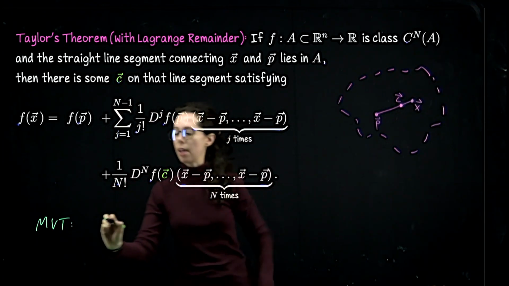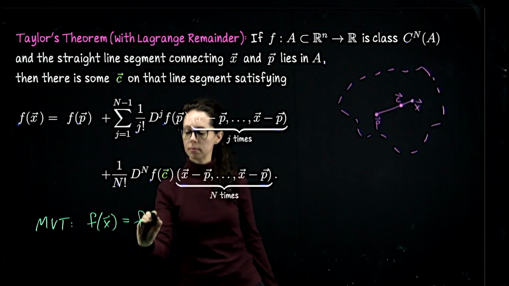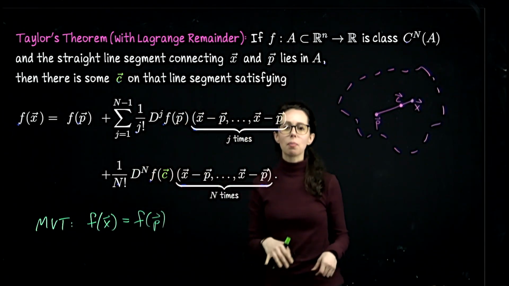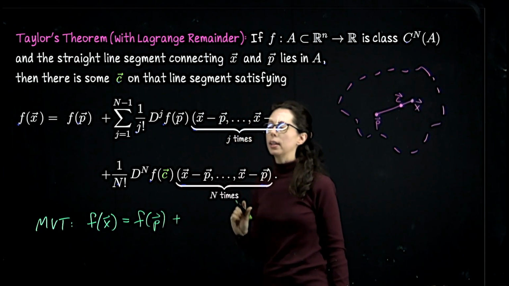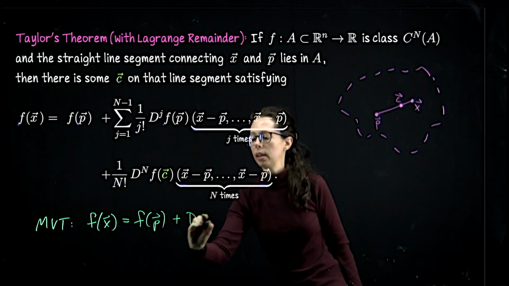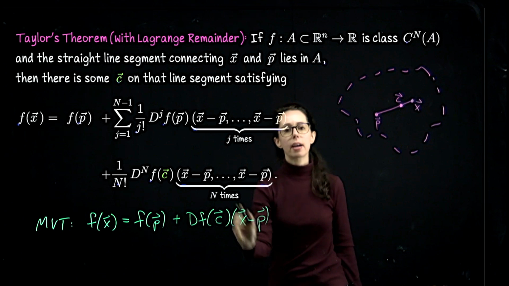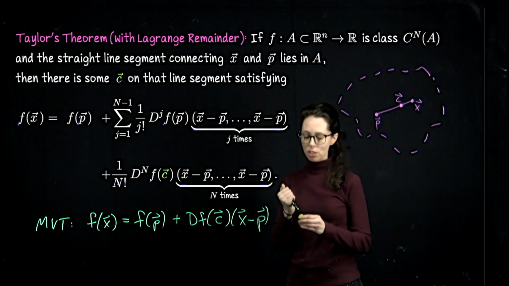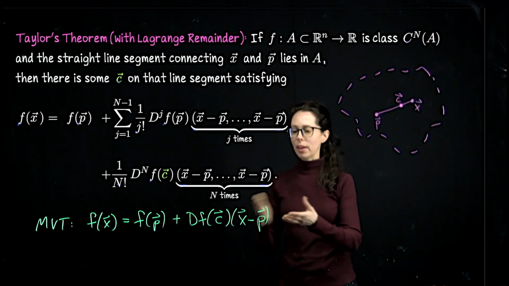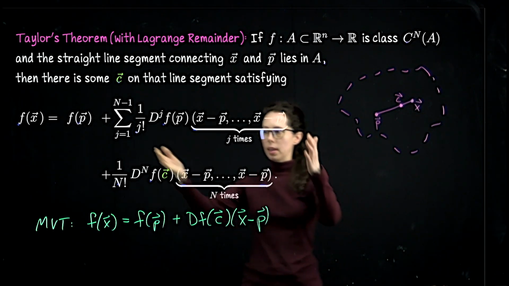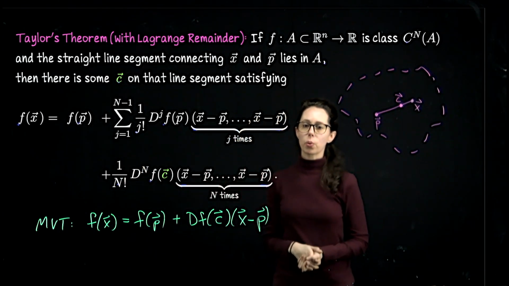So this is like saying f of x is f of p. And then if I stop my sum at 0, my next term would be 1 over 1 factorial. I'm not going to write that. d^1, so df at c, x minus p. And that is exactly the regular mean value theorem. So it's just one special case of Taylor's theorem. Taylor's theorem is a way to generalize this mean value theorem idea to having more terms in your Taylor series expansion. So this is like the 0th order plus a first order remainder, but you can do more than that.